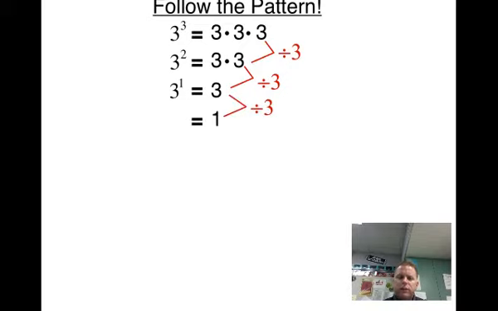So this goes back to what I was talking about earlier. Anything to the 0 power is 1. So if the exponent is 0, you always get 1. It doesn't matter what the base is.